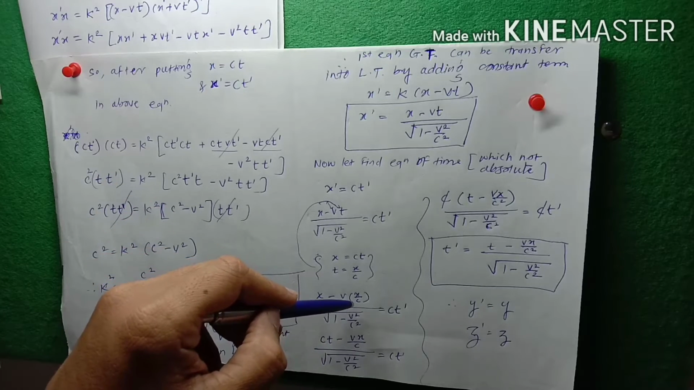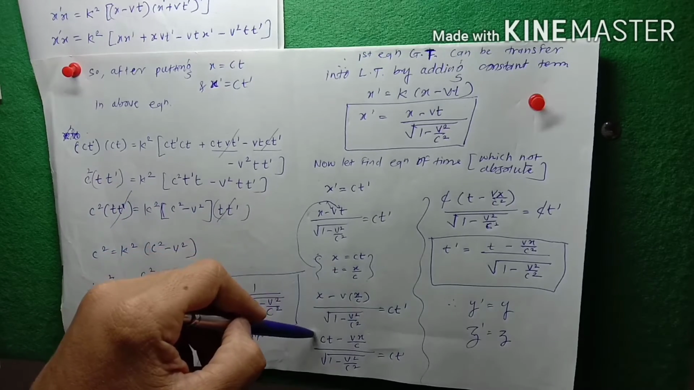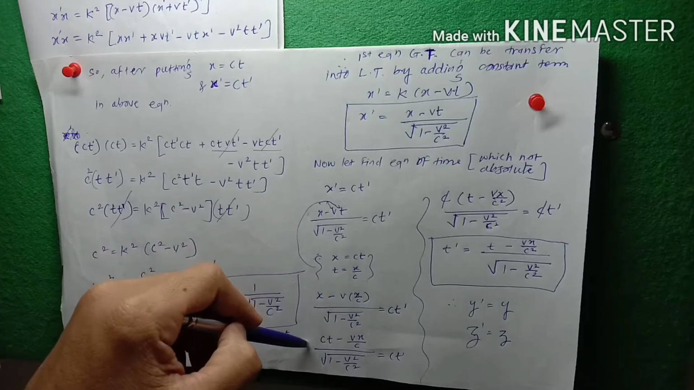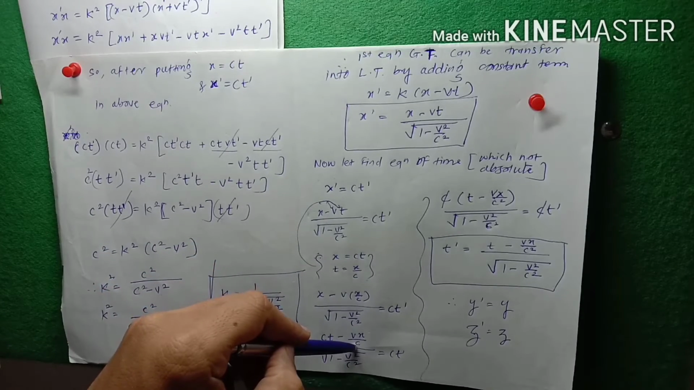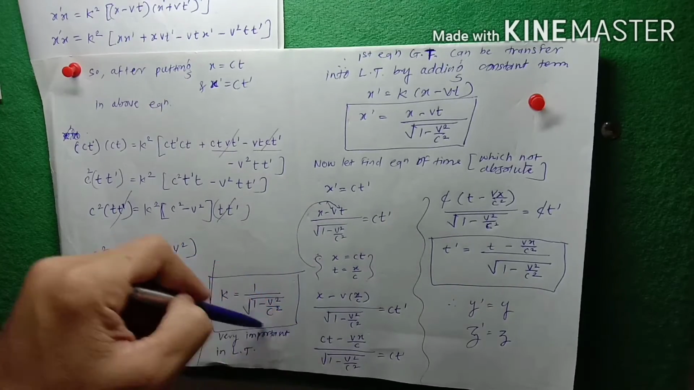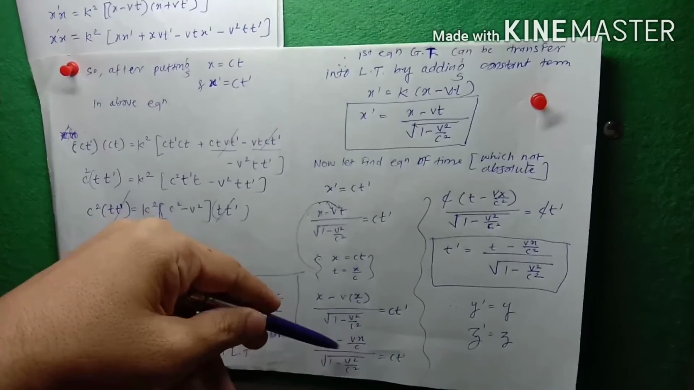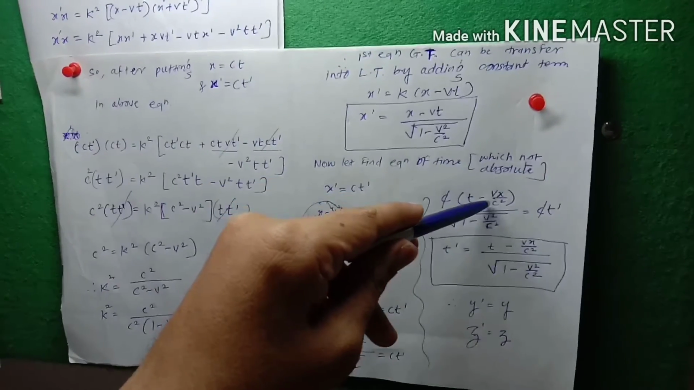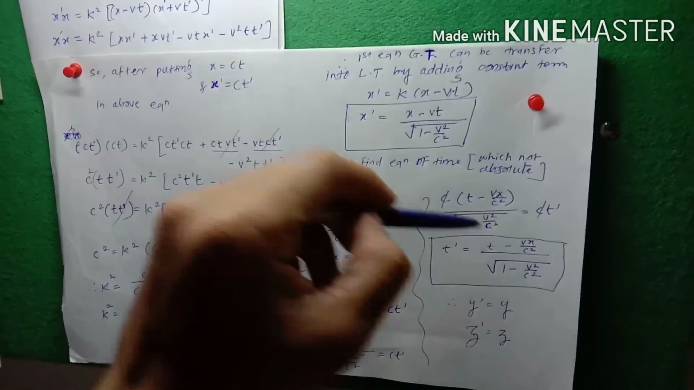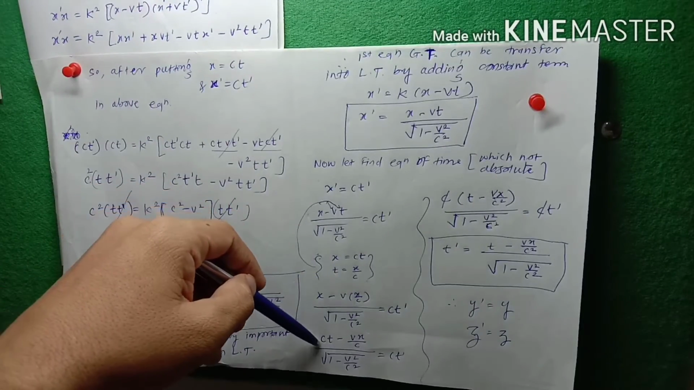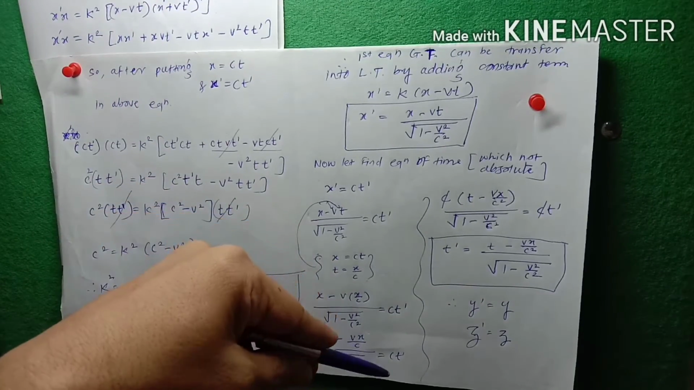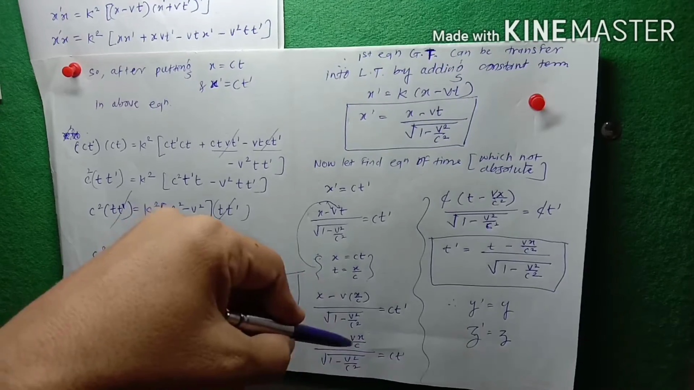Now we will put the value of x also, which is ct. Here c is there, and here in the denominator c is there. So if you take c common, c square will come like this, and c will get cancelled. Why did we take c common? Because we don't want c on the right hand side. That's why we took it.